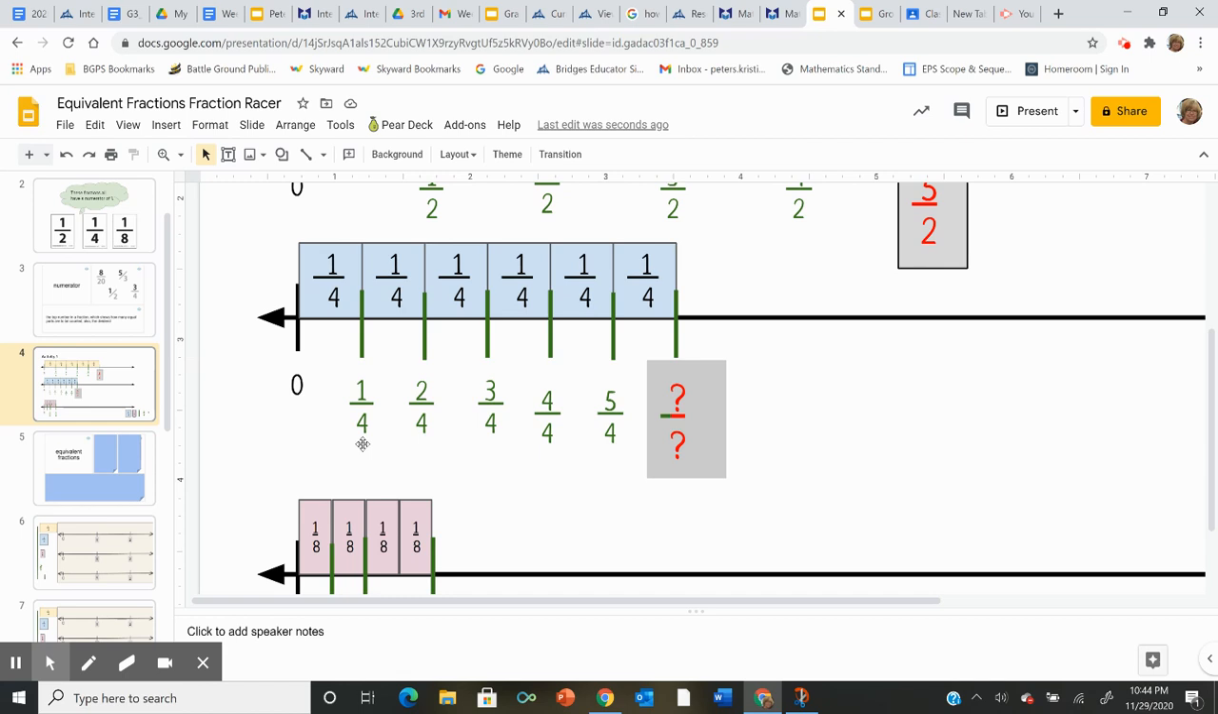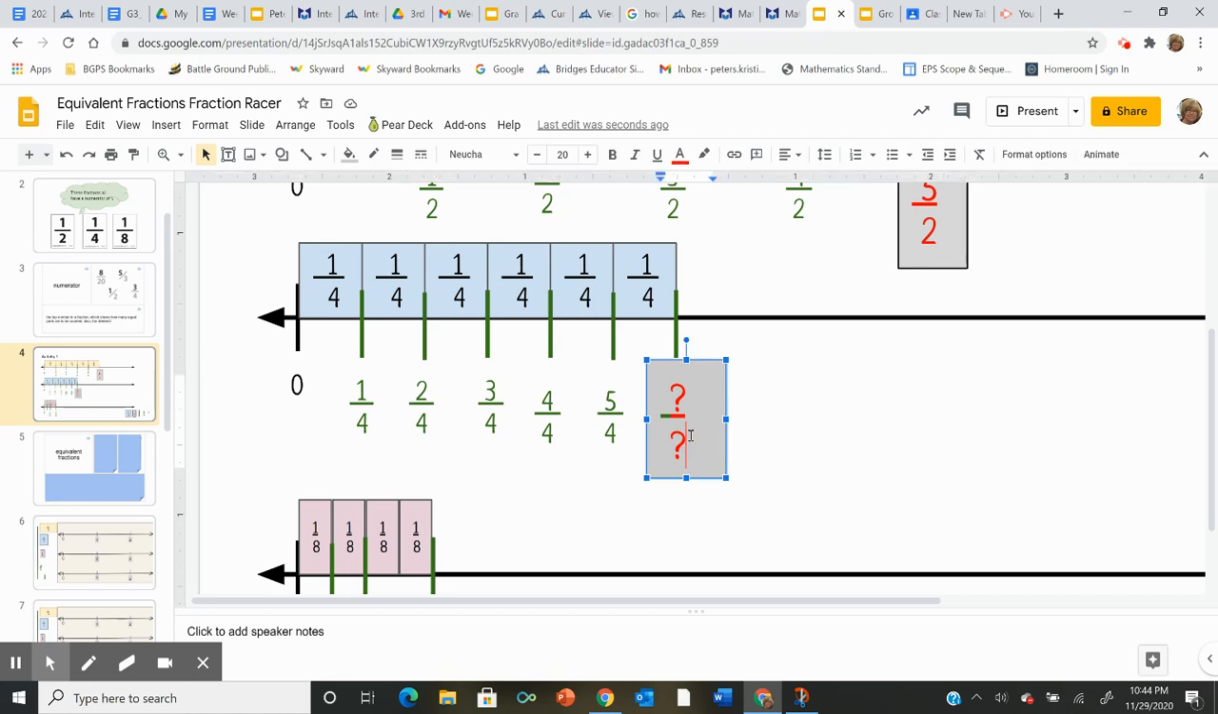So if we look here, we labeled these points on the number line. 1/4. We added one and we got 2/4. We added another and we got 3/4. We added another and we got 4/4. We added another and we got 5/4. And then we added another. What do you think that fraction is going to look like? Well, again, our denominator, that bottom number, does not change. It's the top number, that counting number, that changes, and we go from 5 to 6.